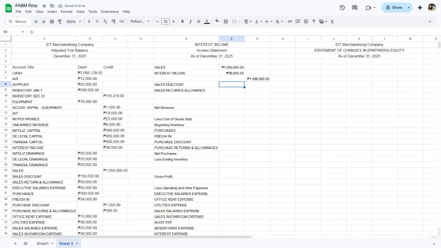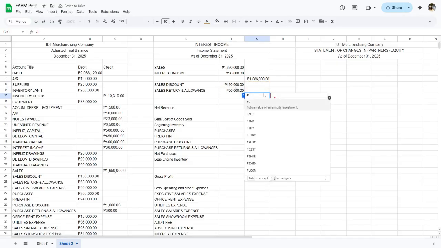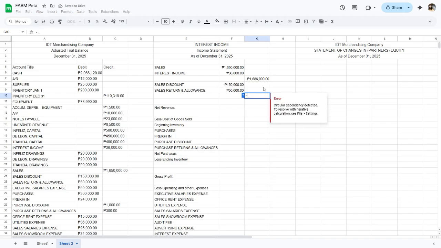Then let's get our sales discount amount, the contra sales, and the sales returns and allowances. Again, add these together since they are contra sales. Then to get our net revenue, we simply subtract these two.